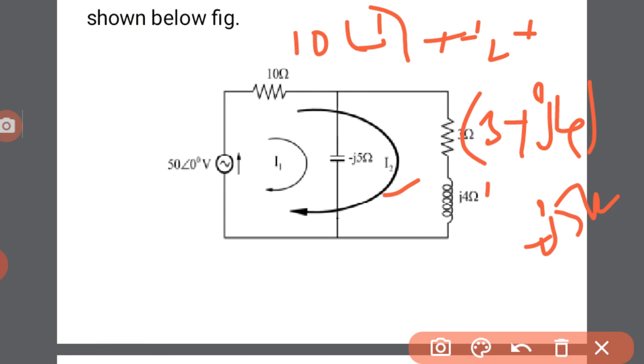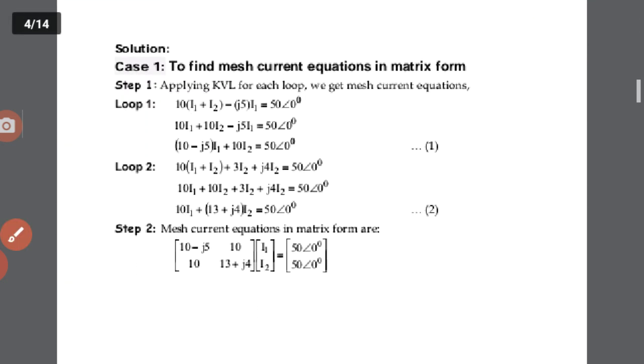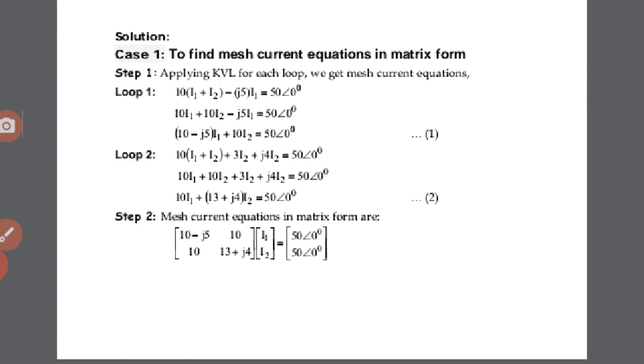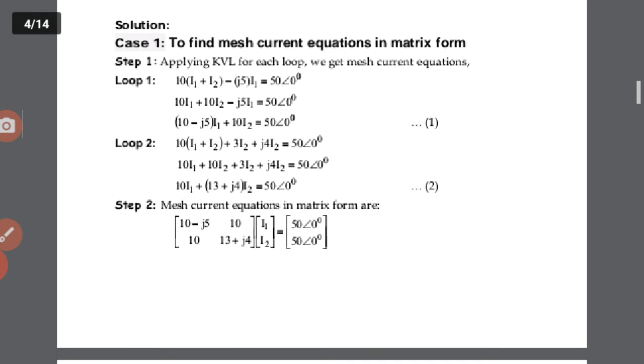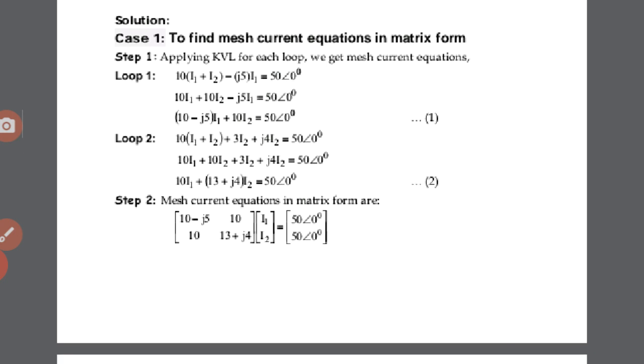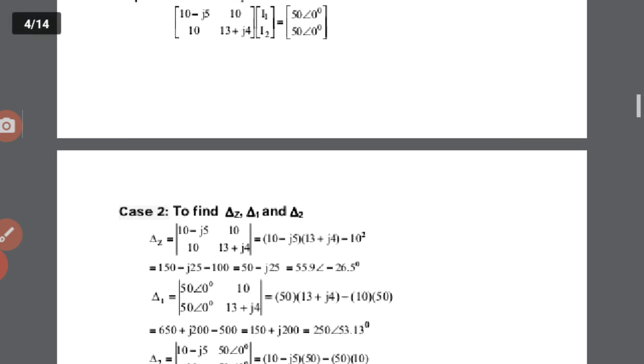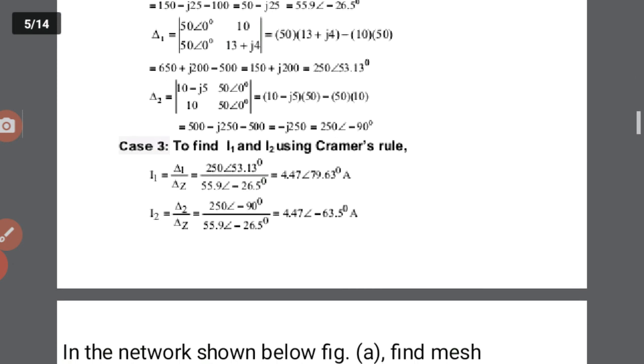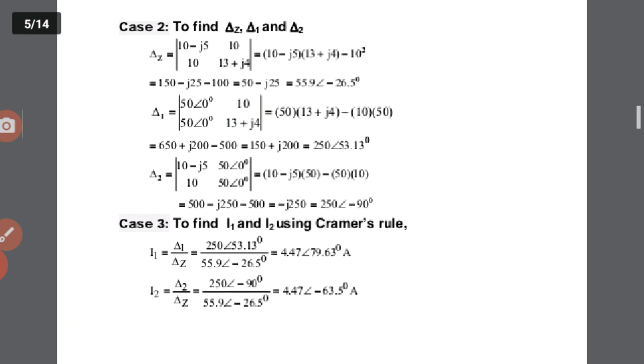Okay, look at these equations: 10 into (I1 plus I2) minus j5 into I2 is equal to 50 angle 0 degrees. Next, the second loop: 10 into (I1 plus I2), plus 3 into I2 plus j4 into I2, is equal to 50 angle 0 degrees. After that, write them in matrix form, then find out the values of delta, delta 1 and delta 2. Then find the currents: I1 is equal to delta 1 by delta, and I2 is equal to delta 2 by delta.